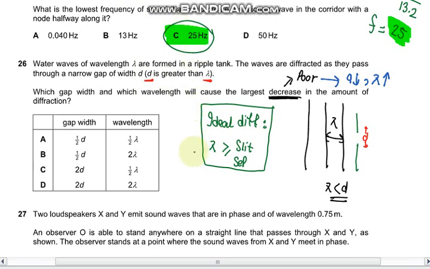Ideal diffraction is when the lambda is equal or greater than the slit separation, and the diffraction gets poorer if the slit separation or width gap is increased and the lambda is decreased. So over here we can see that the width gap must be increased, so that must be 2D, and lambda must be decreased, so that will be lambda by 2. So C is the appropriate answer.